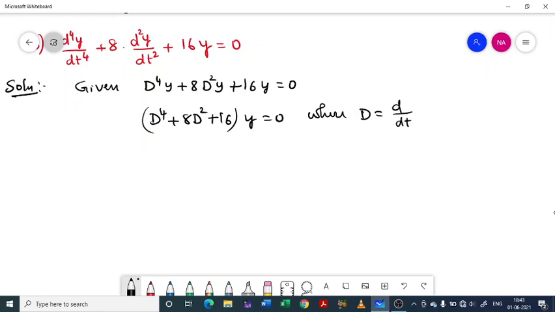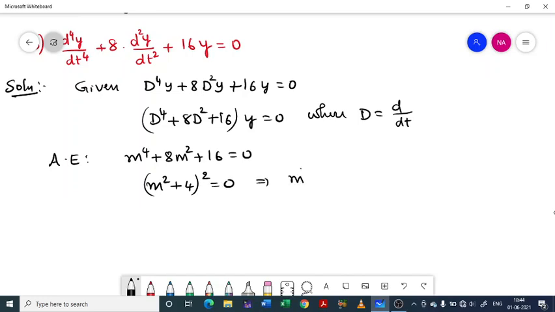One point you have to note down here. Let us see whether you observe it or not. Now the auxiliary equation. The auxiliary equation is m power 4 plus 8m square plus 16 equal to 0. So this is nothing but m square plus 4 whole square equal to 0. So this is m square plus 4 equal to 0 twice.